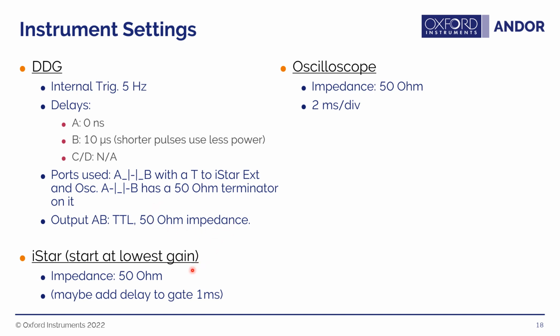So I did the same with the iStar. It is set to 50 ohms, as well as the oscilloscope is set to 50 ohms. And you need to add a small delay of the gate to make sure that the gate is happening after the exposure is happening. So we'll show you that a little bit later. And then in order to get the right time resolution for the traces on the oscilloscope, you want to zoom in to about 2 milliseconds per division.